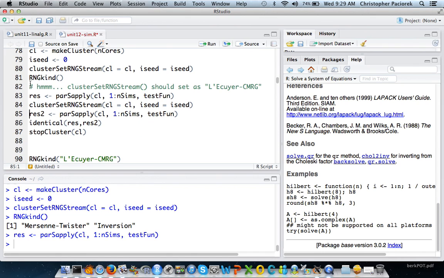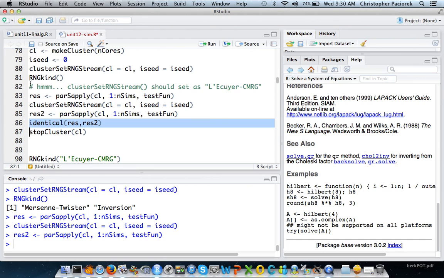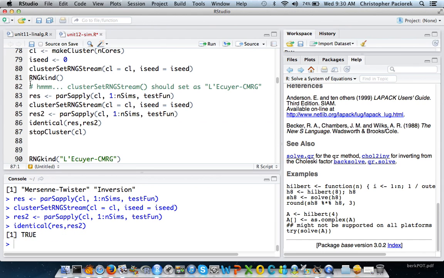If I want to reset the seed back to what it was and show that I can get repeatable results, I can just do this again. I can call clusterSetRNGStream with that same iSeed being 0. I can repeat the calculations, and I should see that res and res2 are identical.